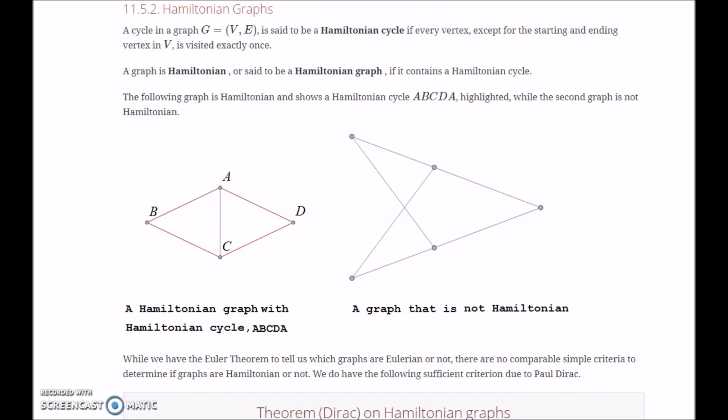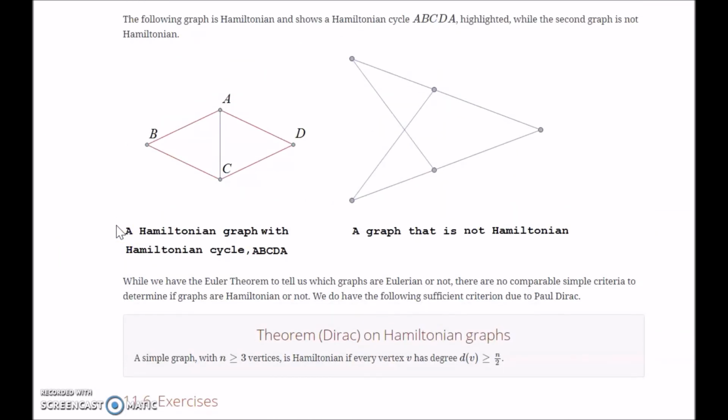So here is a big difference between Euler graphs and Hamilton graphs. We have the Euler theorem to tell us whether graphs are Euler graphs or not. We don't have a similar thing for Hamilton graphs. We do have sufficient conditions. This is a theorem due to the mathematician Paul Dirac. A simple graph with greater than 3 vertices is Hamilton if every vertex has degree greater than or equal to n over 2. So this isn't as great a situation as we would like to be in, but it can sometimes tell us when we have a Hamilton graph.